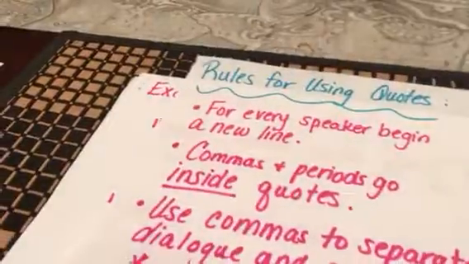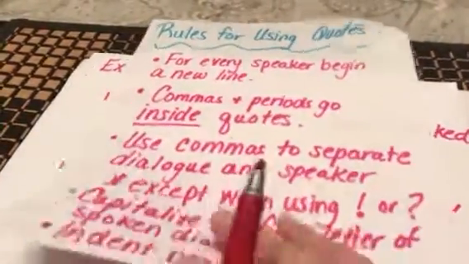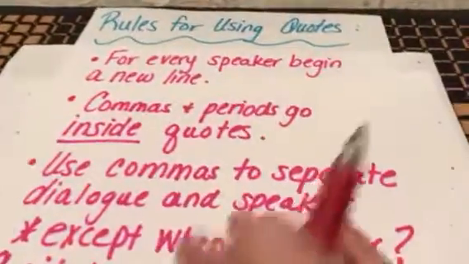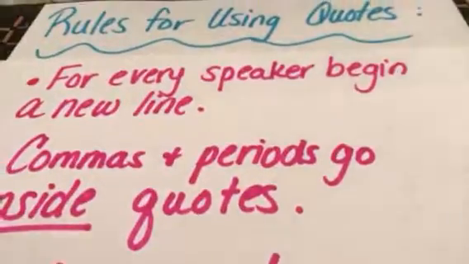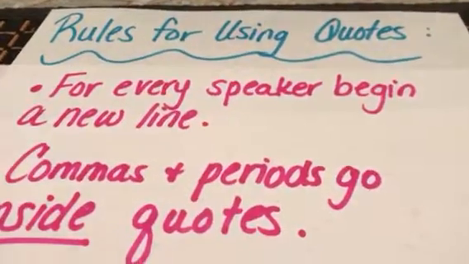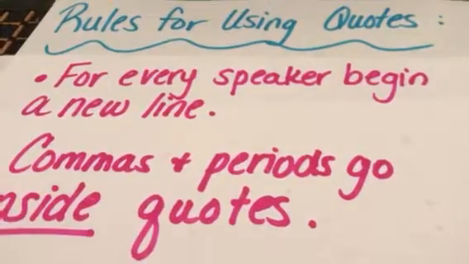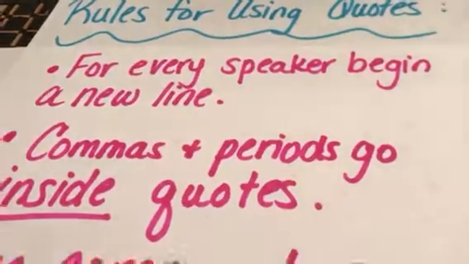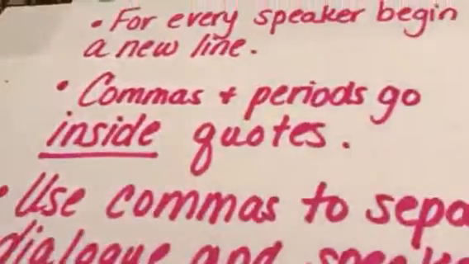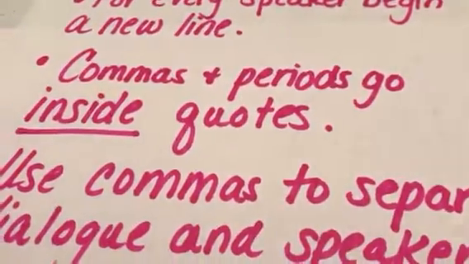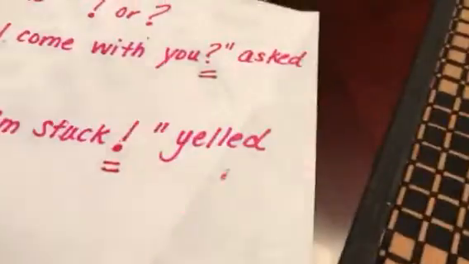And finally, we have a couple of rules for grammar that we're going to look at. So our first rule is rules for using quotes. For every speaker, begin a new line. We talked about this. Even if a person says yes, it has to start a new line. Write that down. The next thing is commas and periods go inside quotes. Notice they're not outside.